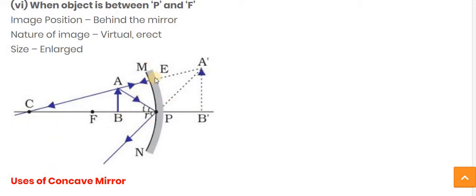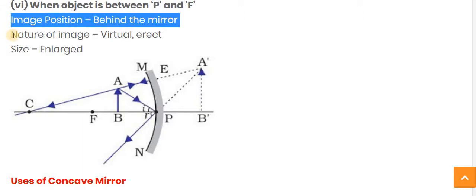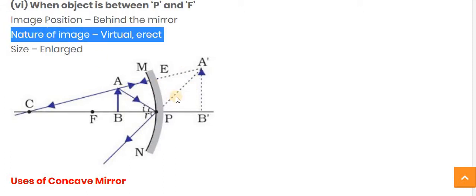So if we draw the imaginary line behind the mirror, then we find out that they meet at the A dash point. Means if we make A dash B dash, then we get the image behind the mirror. So the image position is behind the mirror, and the nature of the image is virtual, because here no actual rays meet with each other. It just appears.